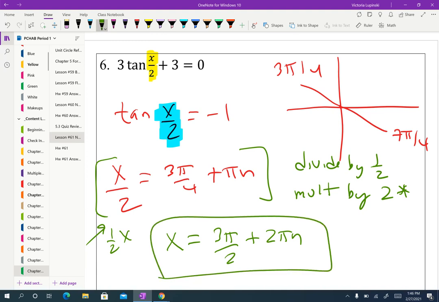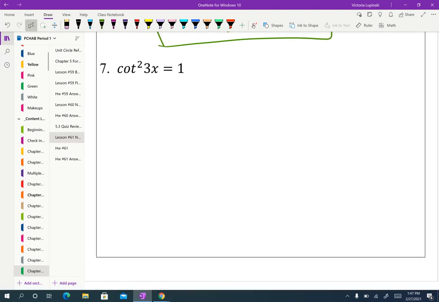So again, if you have questions, ask. Certainly, it's a little bit more work. Certainly, it seems a little strange perhaps, but it's just one additional step that you now have to perform. And finally, let's take a look here at number 7. So the cotangent squared of 3x equals 1.